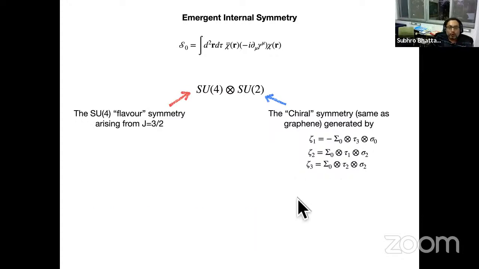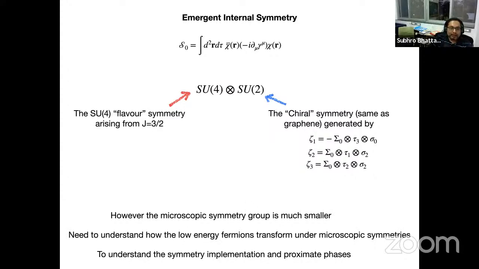Okay, so what are the consequences? The consequence is that we have this enlarged symmetry at the low energy level, but the microscopic symmetry group is much smaller, and it consists of lattice symmetries and time reversal and so forth. So what we need to understand is the consequence of this enlarged SU8 symmetry on the low energy fermions vis-a-vis the microscopic symmetry, to understand the symmetry implementation and the proximate phases.